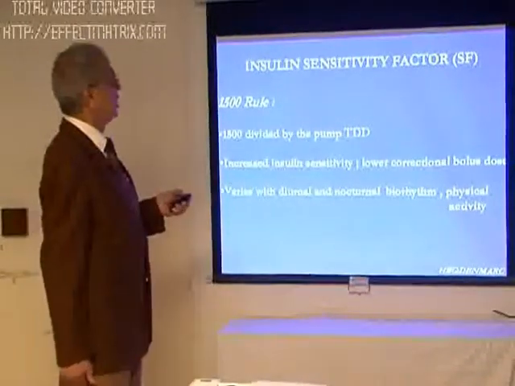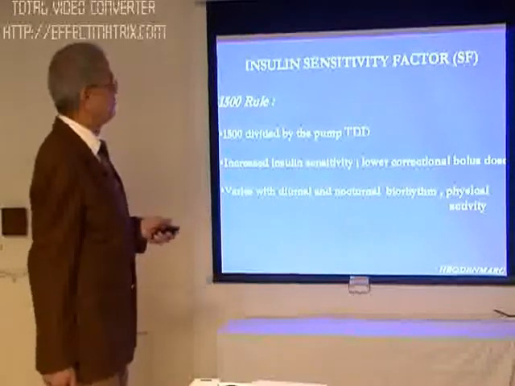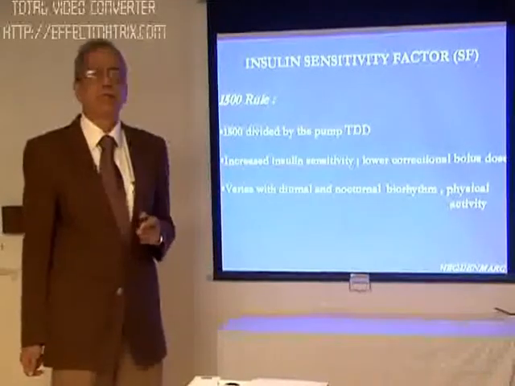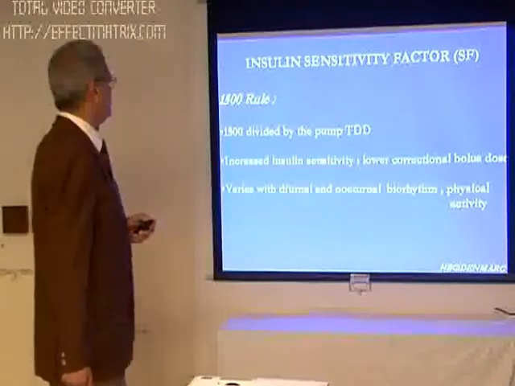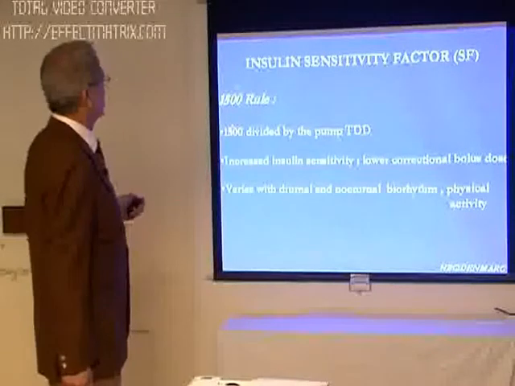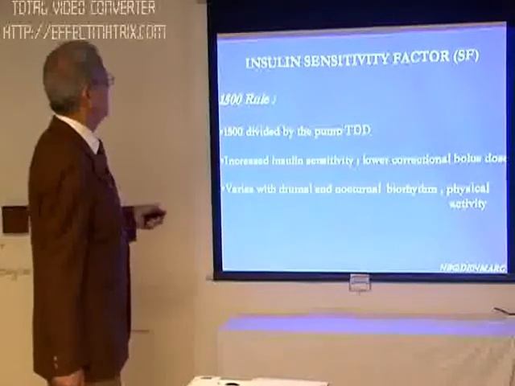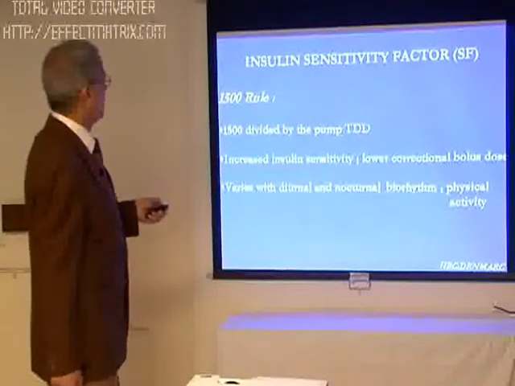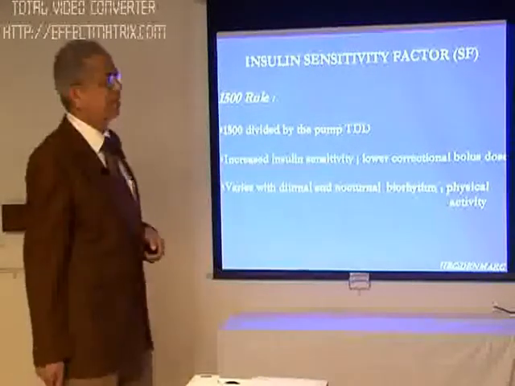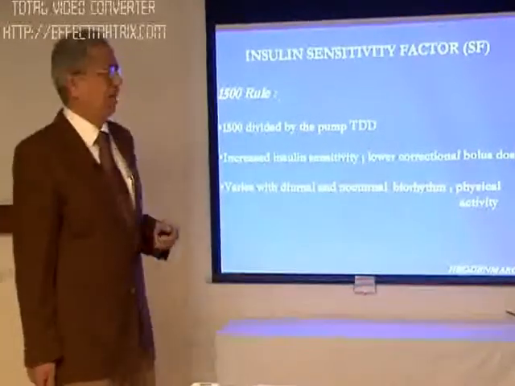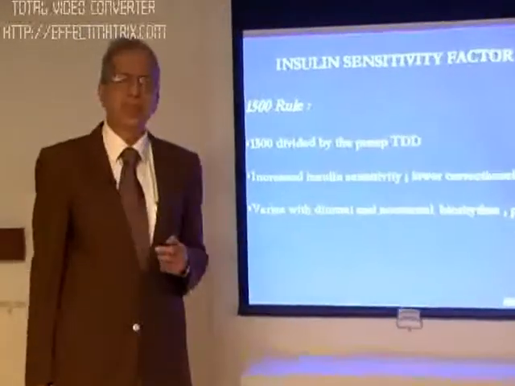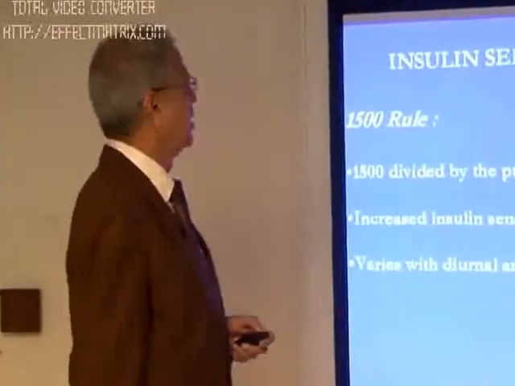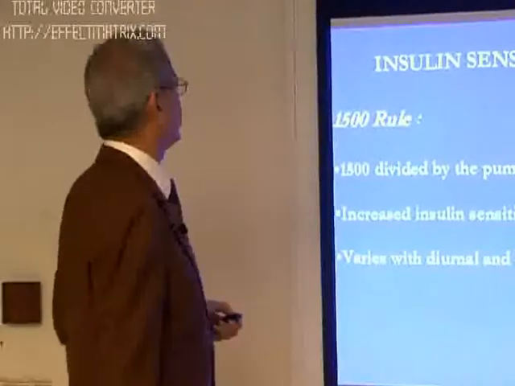Now, how do you find out the sensitivity of a given individual? Sensitivity is as to how much blood glucose lowering will occur when you inject 1 unit of insulin. So to start with, what you do is you divide 1500 by the pump's total daily dose, and whatever figure comes, that you can take as a starting point of sensitivity. As we shall tell you later on in advanced pumping, this sensitivity will have to be tested in every given individual when you are fine-tuning your pump therapy.